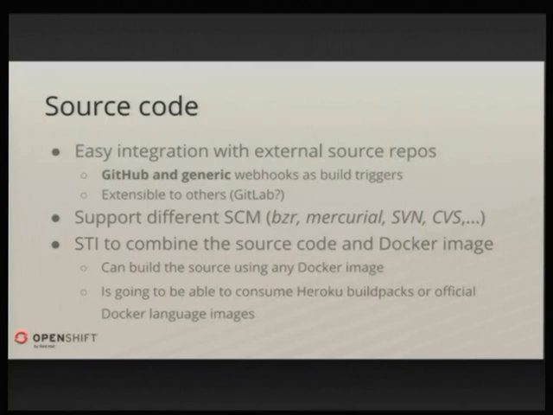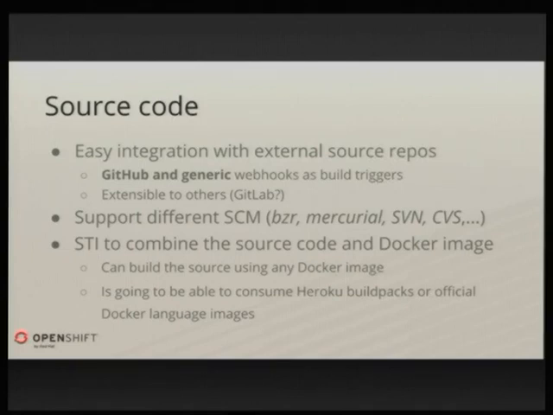So I was talking about the source code. Currently, OpenShift is built in a way that it easily integrates with external source repositories. We are not hosting any source code repository like Git or GitLab. We just consume the external source repositories. Currently, we have GitHub hooks that you can set up, and once you push source code to your GitHub repository, it can automatically trigger a build of a new image for your application. We also have a generic webhook, so you can consume it inside your Git hooks. And you can also trigger a build from the CLI.